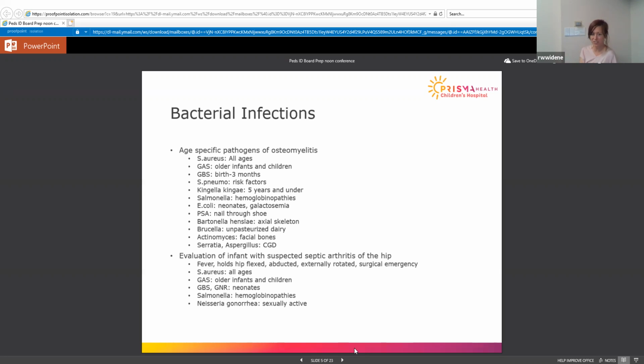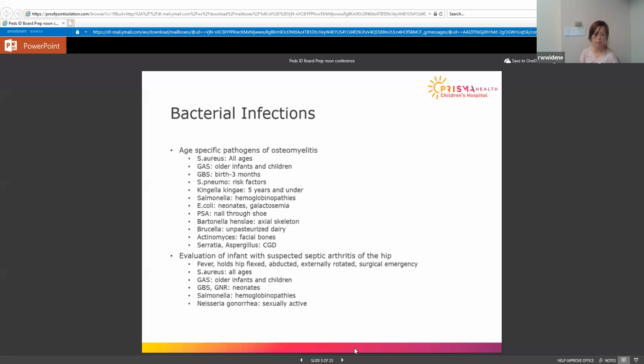Kingella kingae, 5 years of age and under. Salmonella, that's your classic sickle cell one, but any hemoglobinopathy. E. coli, that's your neonates, but also remember if a baby is born with galactosemia, they're at risk for E. coli sepsis. Pseudomonas, that's your classic nail through your shoe into your foot. Bartonella henselae, this is your classic axial skeleton, so anything vertebral or hip girdle, think about Bartonella. Brucella, your unpasteurized dairy. Actinomyces, your face.